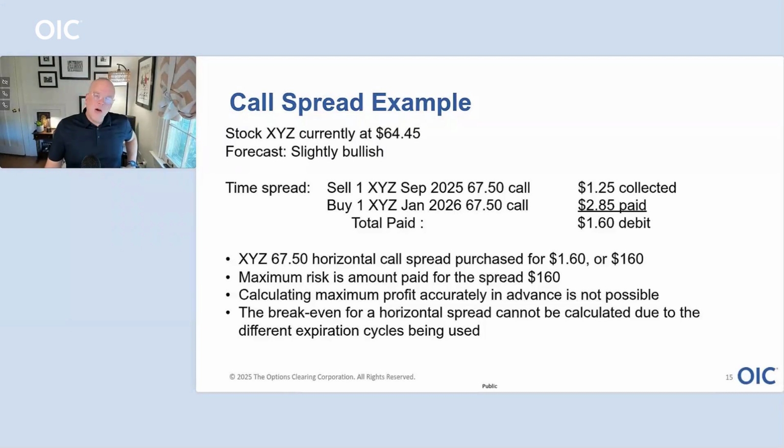What you have now is you are long the Sep Jan 67.5 call spread. Paid $1.60 for it. The maximum risk that you can lose on this trade is $1.60, or $160 per one lot that you trade. Now, here's the kind of hard part about time spreads.